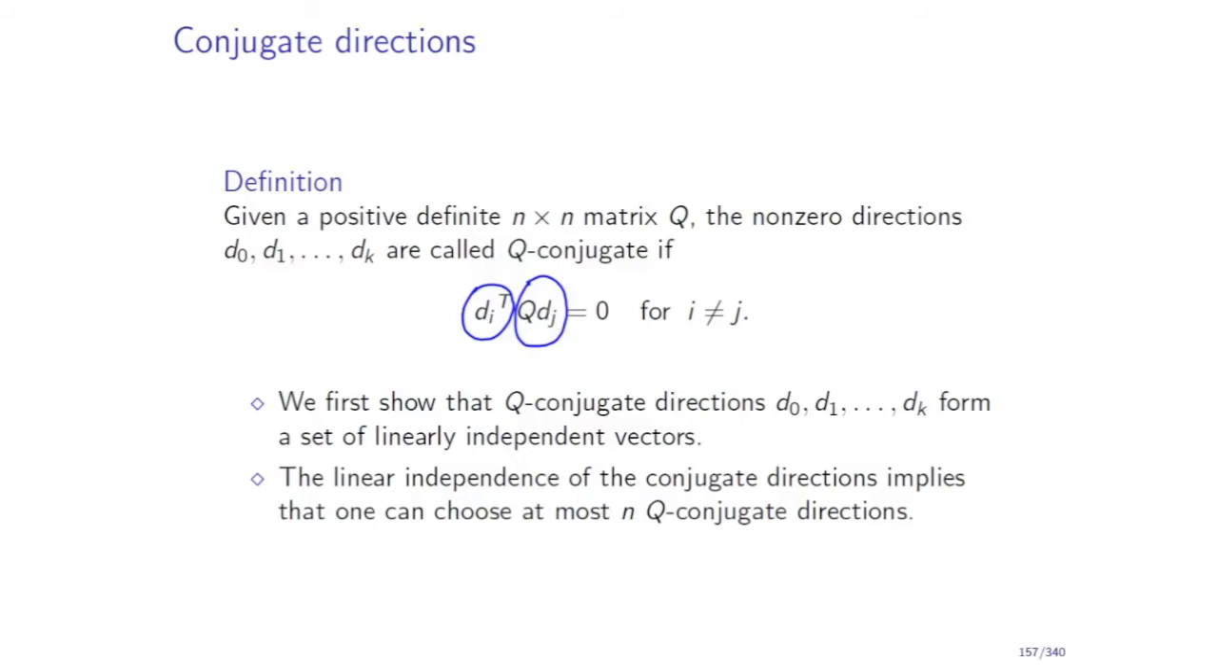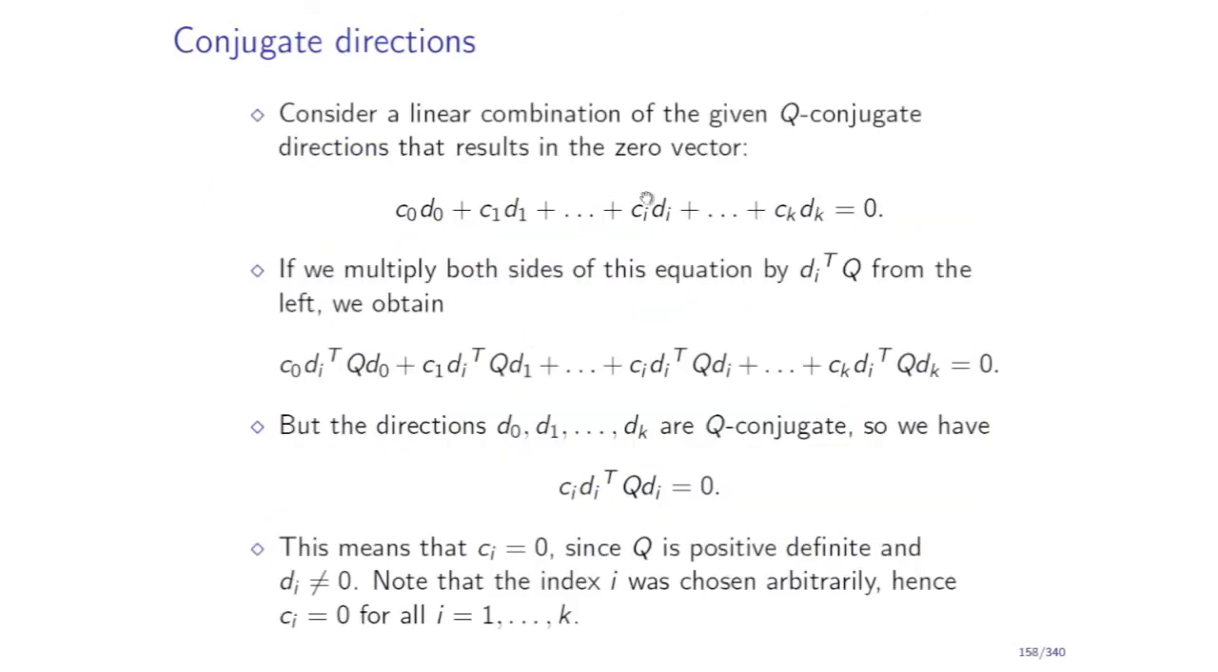And we can show that if we have k plus 1 Q conjugate directions d0 through dk, then they will form a set of linearly independent vectors. Because they're linearly independent, we cannot have more than n Q conjugate directions, right? Because we can have at most n linearly independent vectors in n-dimensional Euclidean space. This is a proof that they form a set of linearly independent vectors, which we'll skip.